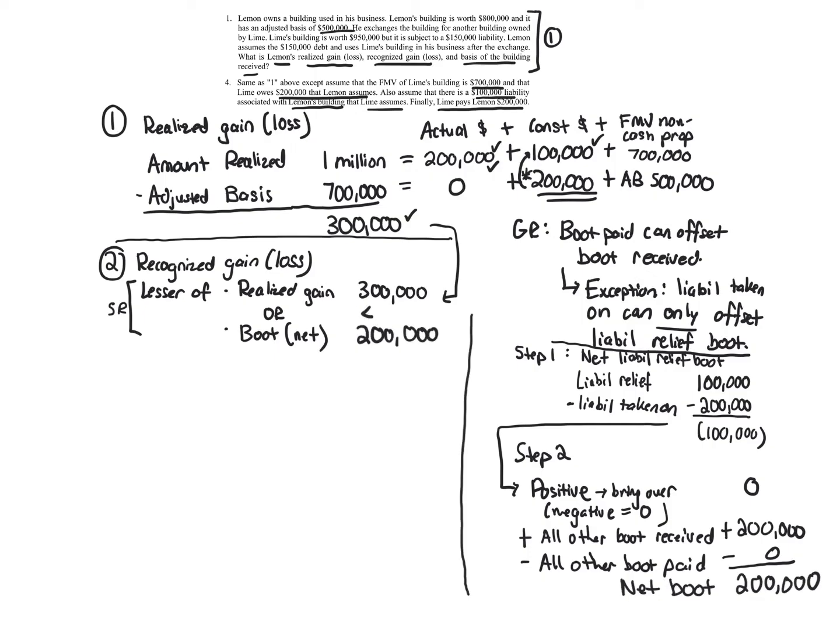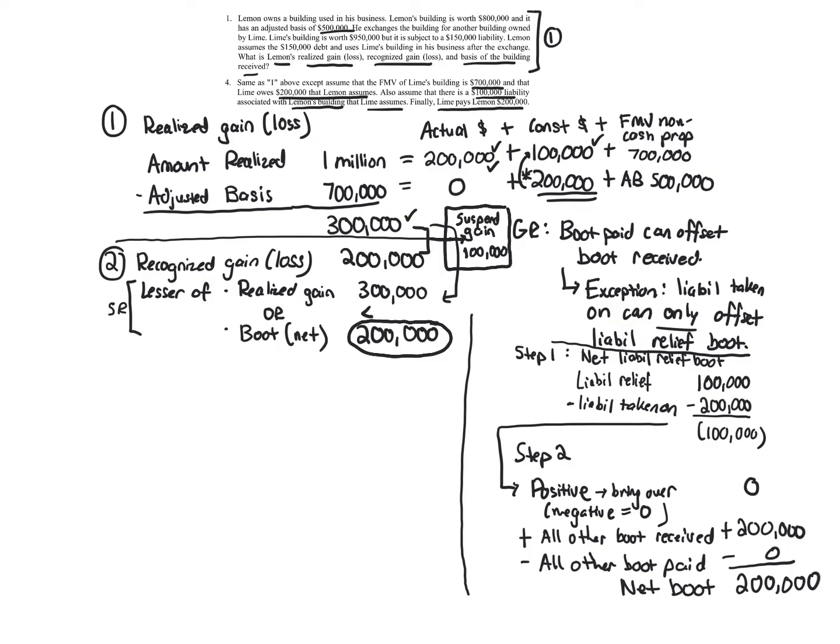So now we take the lesser of the $300,000 and the $200,000. Of course, that is $200,000. So the recognized gain or loss is $200,000. Before we move on, remember, we're going to calculate our suspended gain or loss, which is step 1 minus step 2, $300,000 minus $200,000. Suspended gain here is $100,000. That's going to be important for later on.